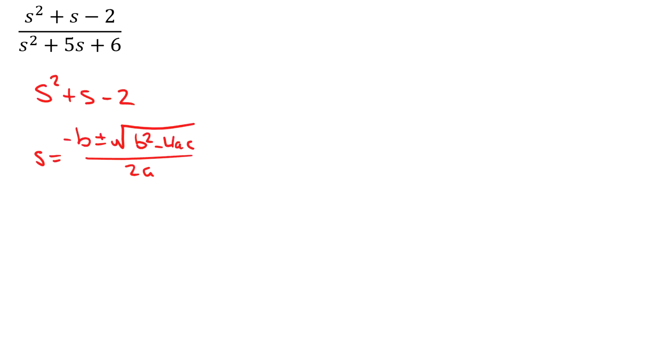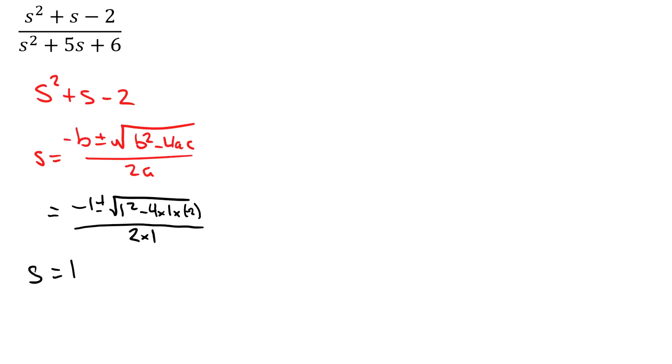So what I can do now is quickly do that. So equals negative 1 plus or minus the square root of 1 squared minus 4 times 1 times negative 2. It's important to use brackets in this case to make sure that when we put it in the calculator, it doesn't give us the wrong answer, over 2 times 1. And what I get here is that s equals 1 or s equals negative 2.